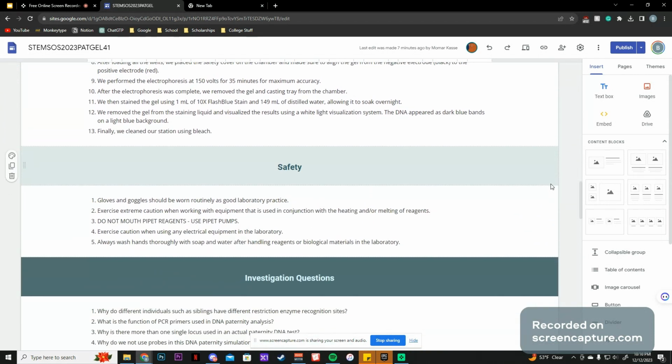All right, heading into our safety, we used gloves and goggles, which were worn routinely as we practiced laboratory safety. We also exercised extreme caution when working with the equipment used in conjunction with the heating and melting of reagents. We also didn't mouth pipette reagents, we used pipette pumps. We also exercised caution when using any electrical equipment, as stated by Sena when we were performing gel electrophoresis. And we washed our hands thoroughly with soap and water after handling all the reagents or biological materials in the laboratory.